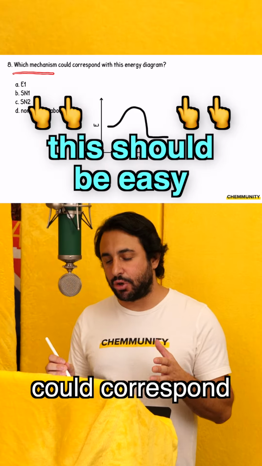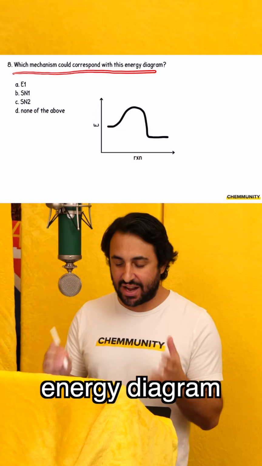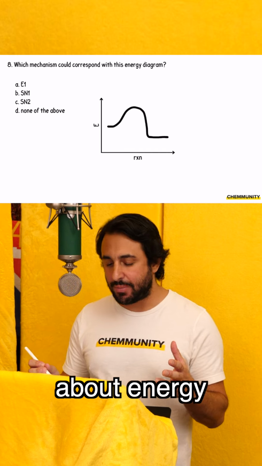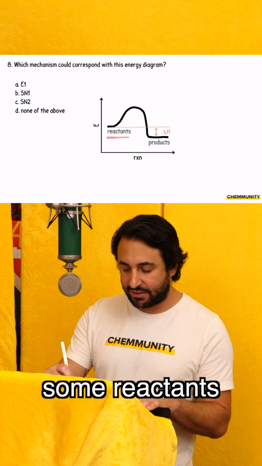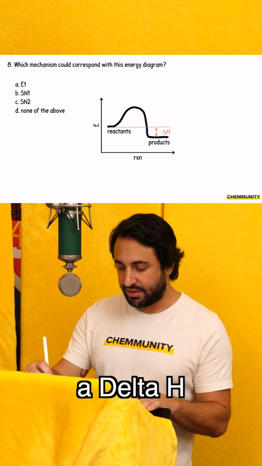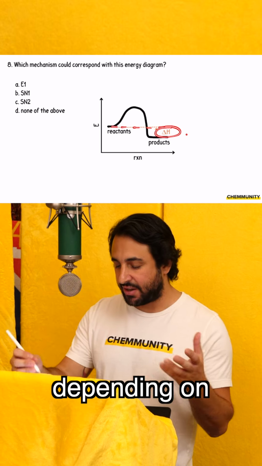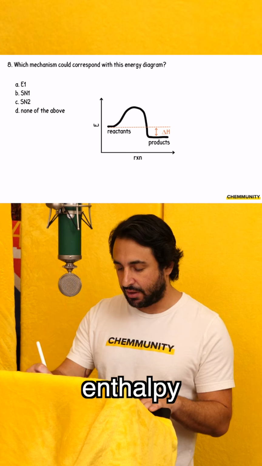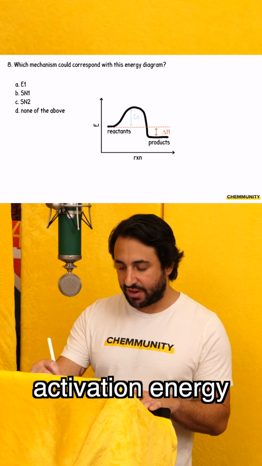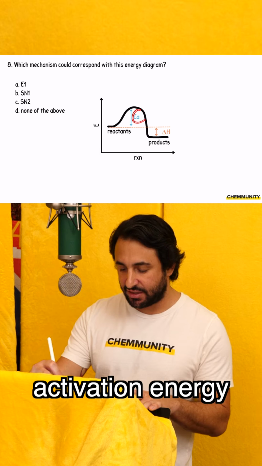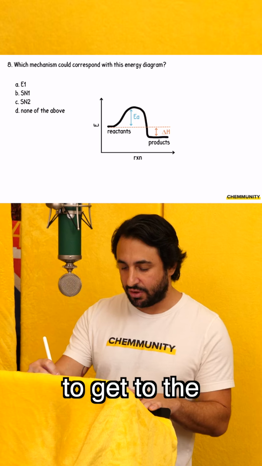Which mechanism could correspond with this energy diagram? We have to remember a few things about energy diagrams. In any case, we always have some reactants and some products, a delta H or a delta G, depending on whether you're looking at enthalpy or Gibbs free energy. Let's call it delta H. And then we will have activation energy. This is the activation energy to get to the transition state.